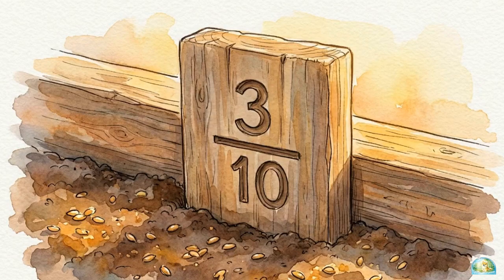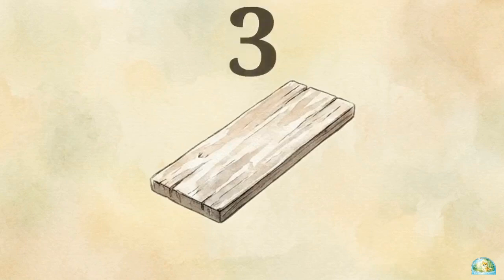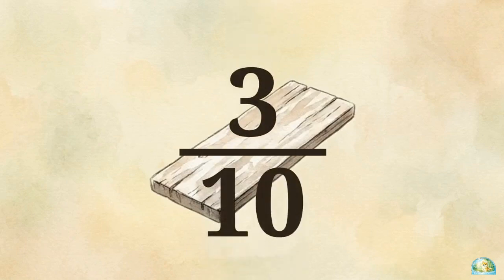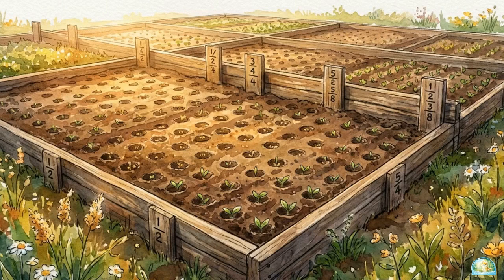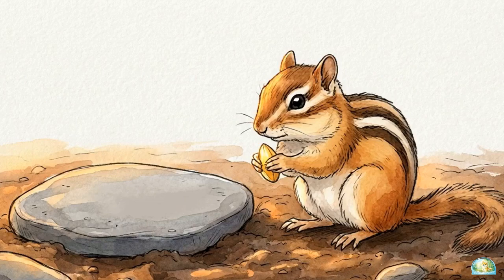Normally, if you want to track exactly how many seeds are in the ground, you write a fraction. You have to stack a numerator on top of a denominator. But when you plant in specific groups of 10 or 100, writing two stacked numbers for every section of the garden takes unnecessary time. Pip needs a faster way to record his crop.